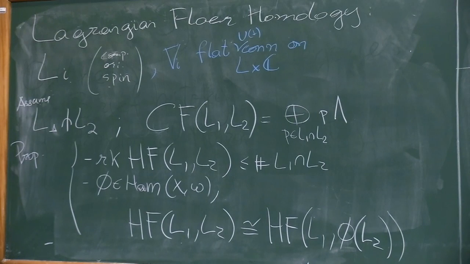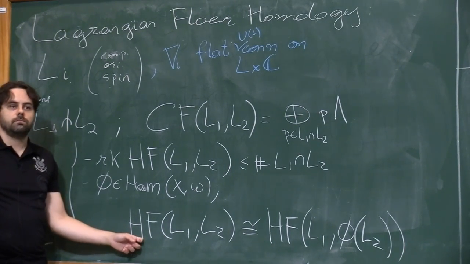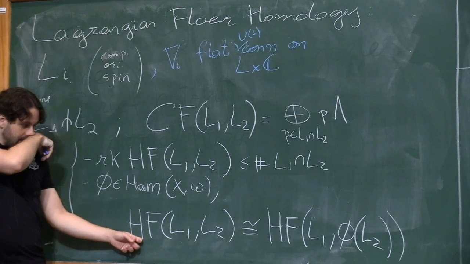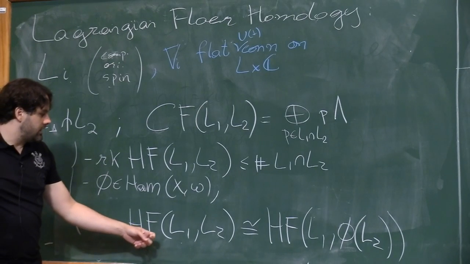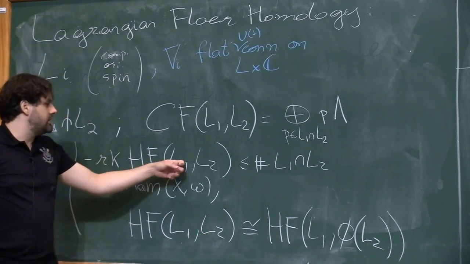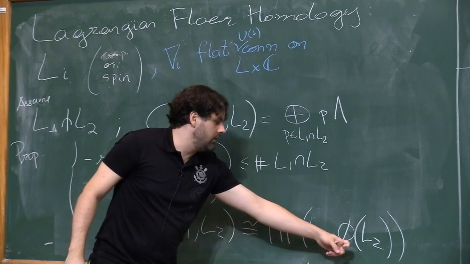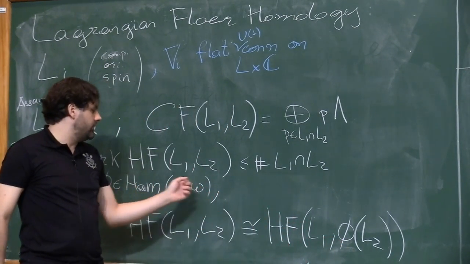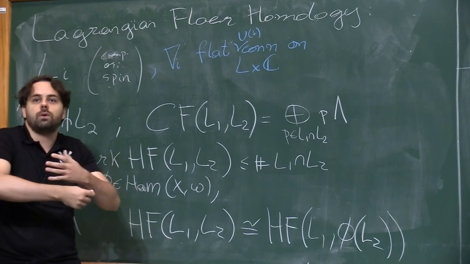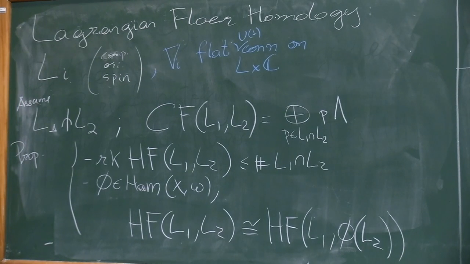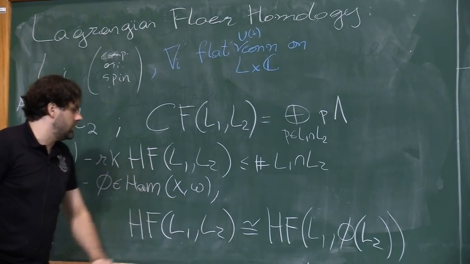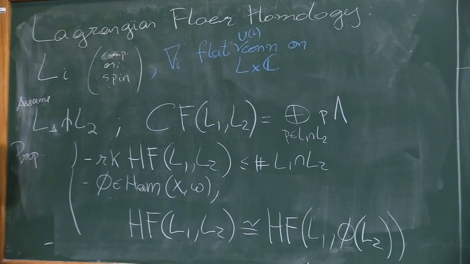So in particular, if this is non-zero, it means that I will always have intersections between L1 and phi of L2, regardless of the Hamiltonian I take. So we say that we cannot displace L1 from L2. And that's why this really encodes the intersection theory. You usually want to understand Lagrangians modulo Hamiltonian isotopies.